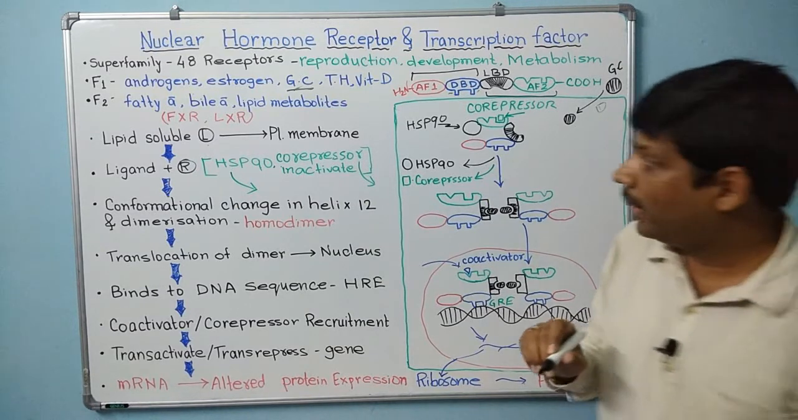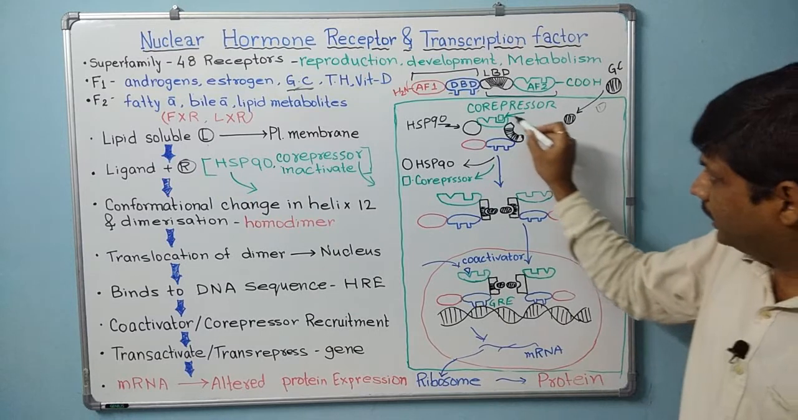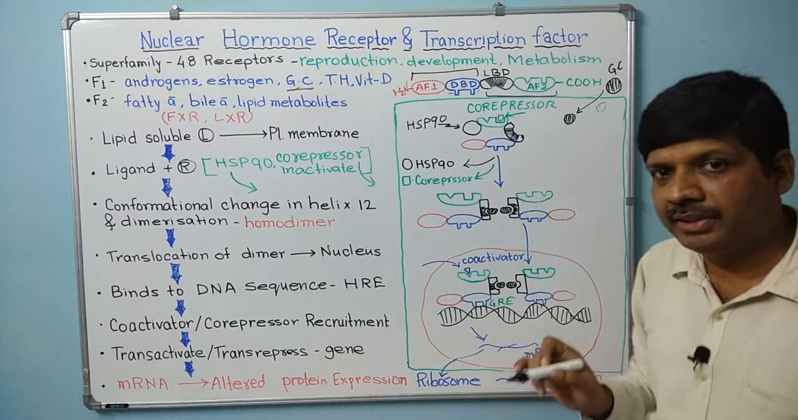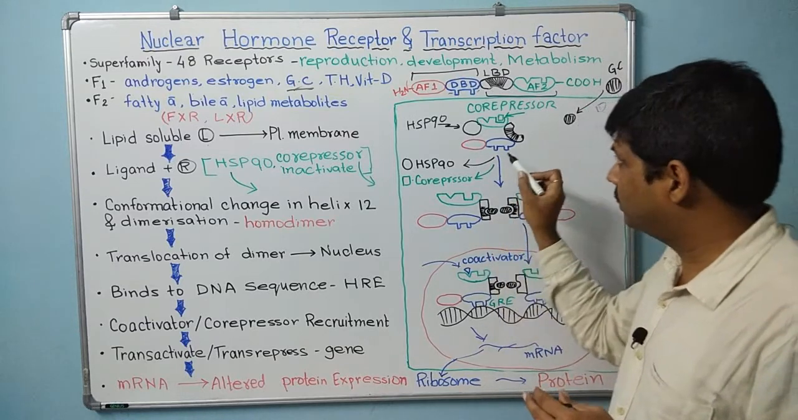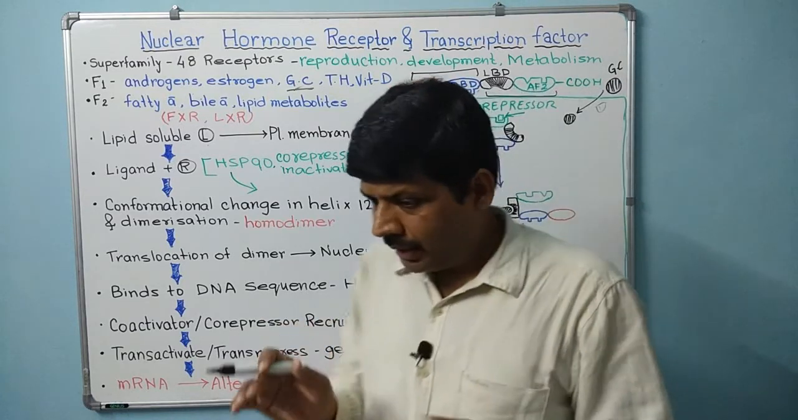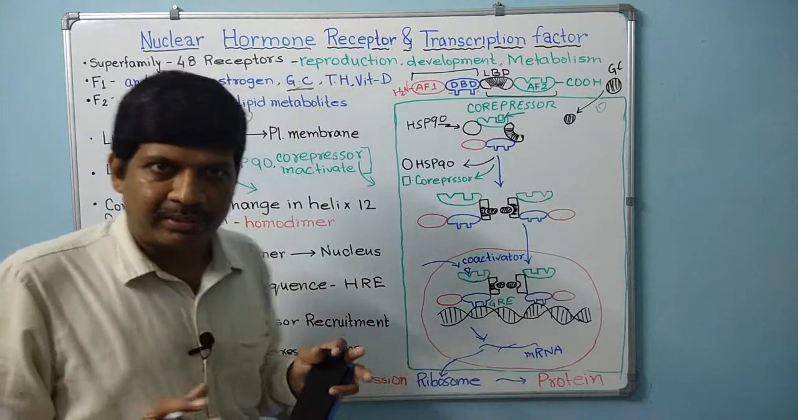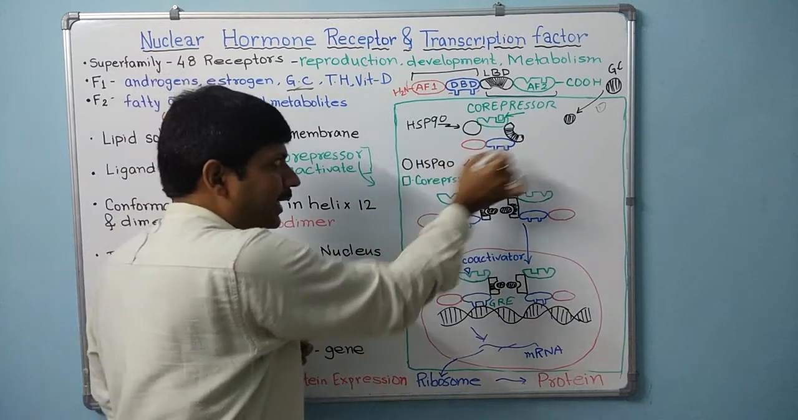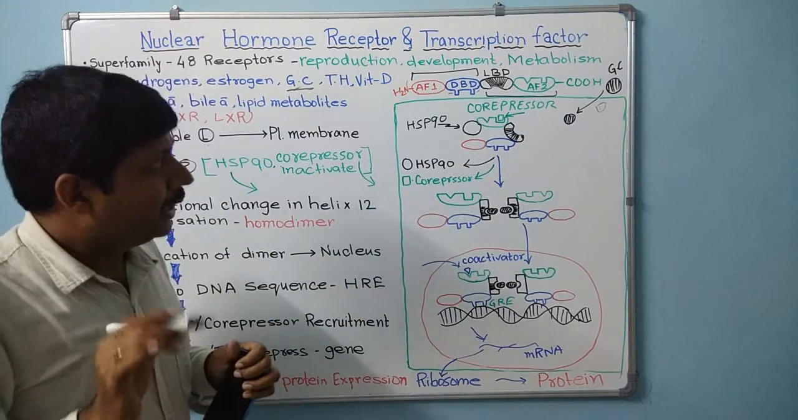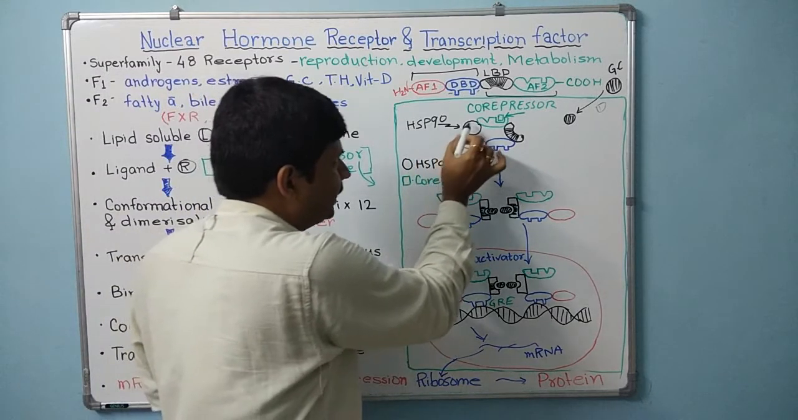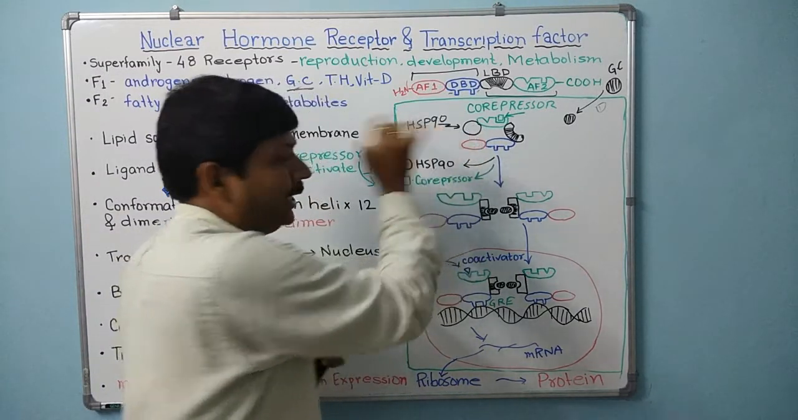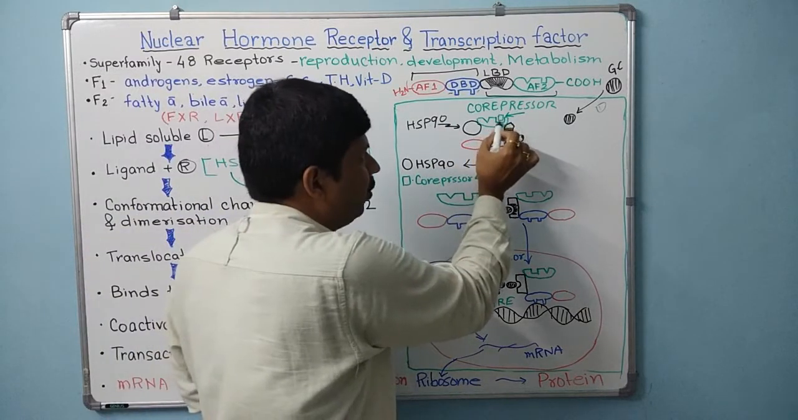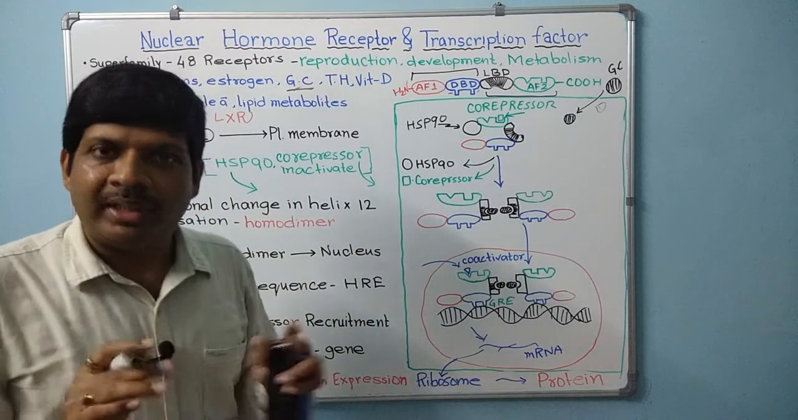Now what happens is, inside the cytoplasm there is a receptor, and these receptors are in inactivated state, which is there in the cytoplasm. Usually when the ligand is not bound, these are in inactivated state. In the inactivated state, there is a linkage of HSP90, which means heat shock protein 90, and then a co-repressor is present when there is no ligand.